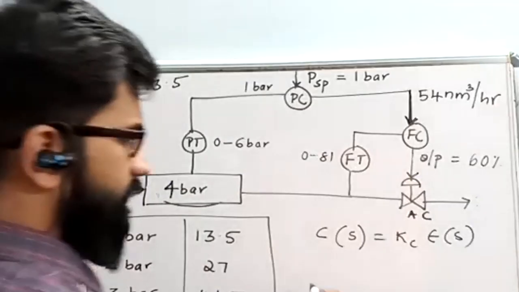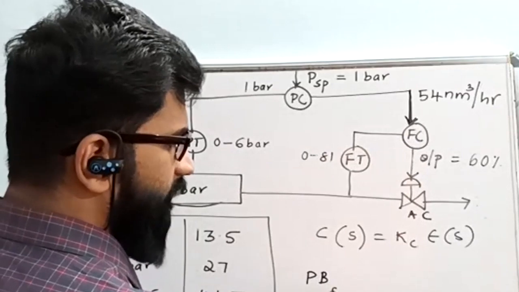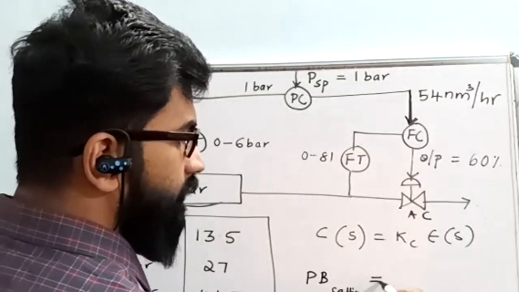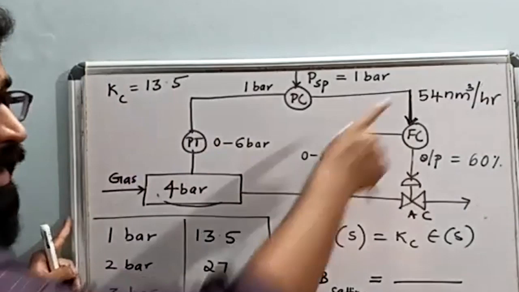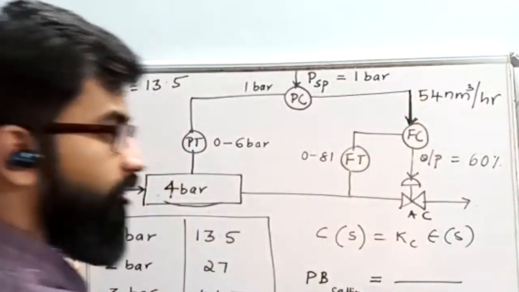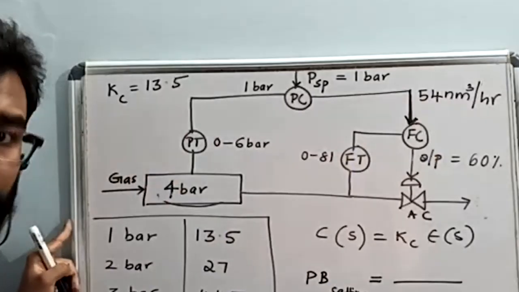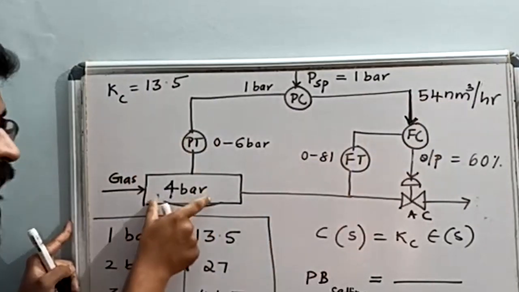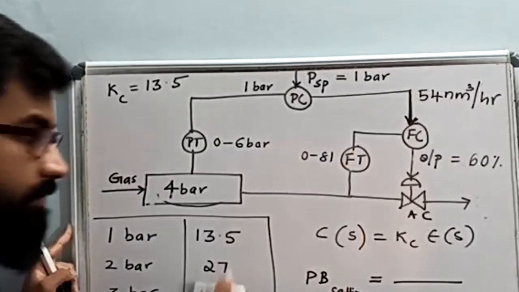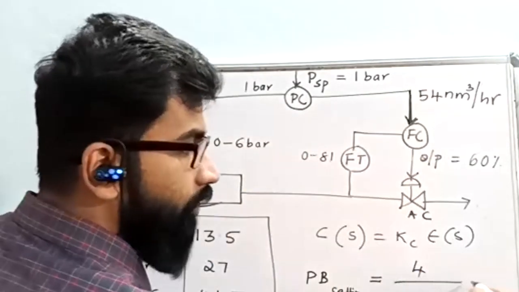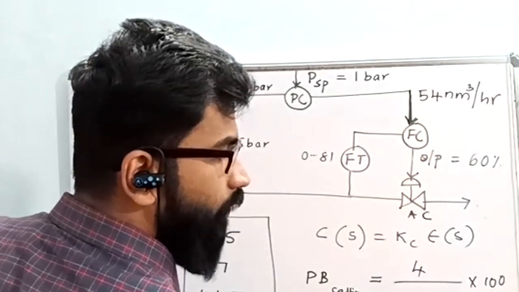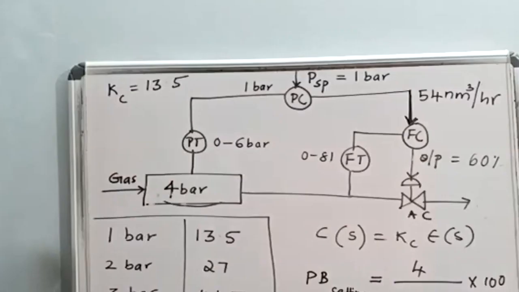So what is the actual case? If you want to find the proportional band setting, we can see that to get 54, ideally, we wanted 4 bar. In the question, they were asking for 4 bar 54, what is the proportional band setting? So 4 by 4 into 100. So you will be getting 100%. So 100% will be your proportional band setting. Now, those who have any confusion, we will take one more example, no problem.